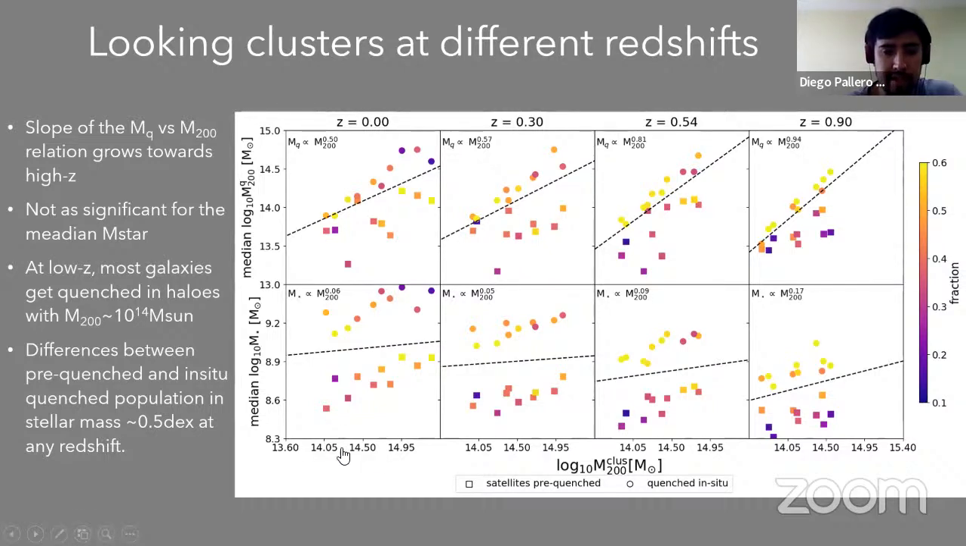In this plot over here, you can see the evolution of some properties, such as the stellar mass of the galaxy and the host mass in which the galaxies got quenched, as a function of the cluster mass, and color coded by the fraction that each population represents. Dots correspond to the in situ population, and the squares correspond to the pre-quench population.